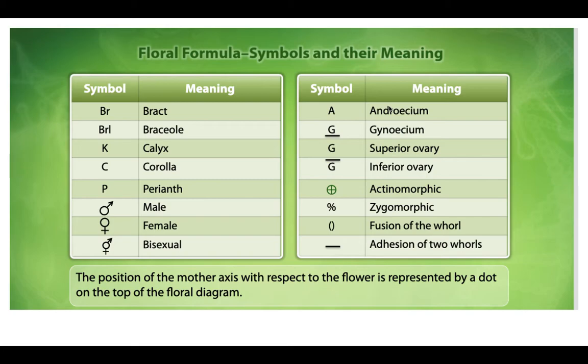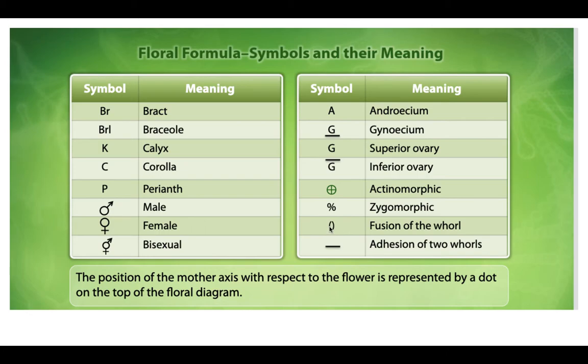A is used for androecium. G with this bar is used as gynoecium but superior ovary, and here ovary is superior in this case, and in this case when we are putting a bar over the G, that is inferior ovary, and this symbol is used for actinomorphic flower or actinomorphic type of symmetry, and this percentage sign is used for the zygomorphic type of symmetry.